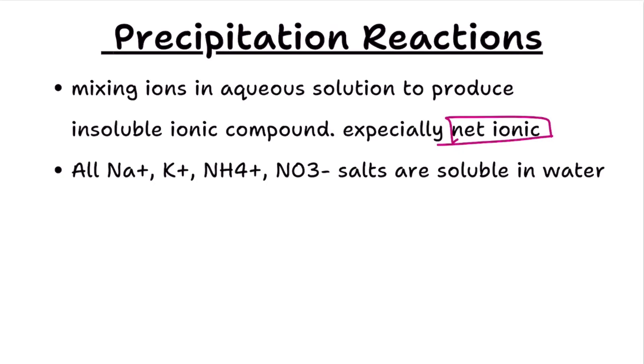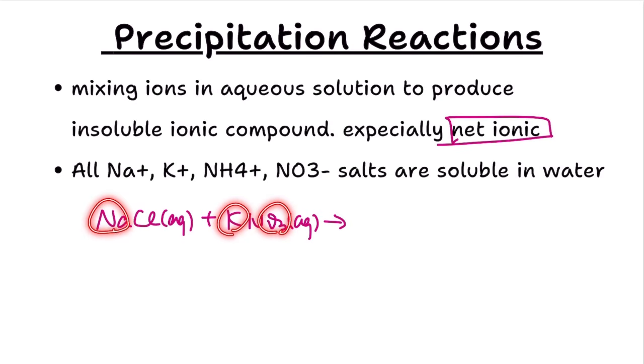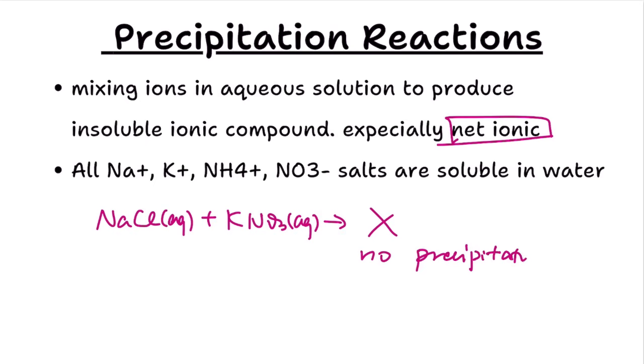We only need to memorize that all of the sodium, potassium, ammonium, and nitrate salts are soluble in water. So if I ever mix sodium chloride in aqueous with potassium nitrate in aqueous, then this reaction does not form any precipitates, because any of the salts with potassium, nitrates, and sodium involved are soluble in water. So no precipitate is formed, and no reaction.